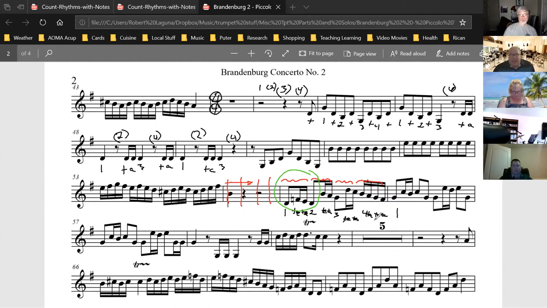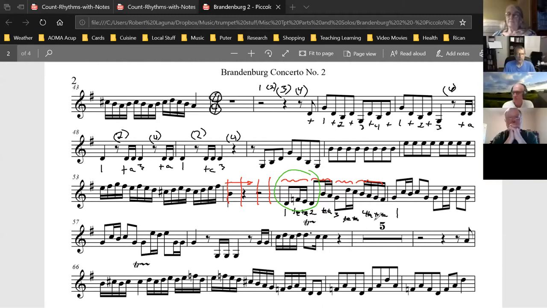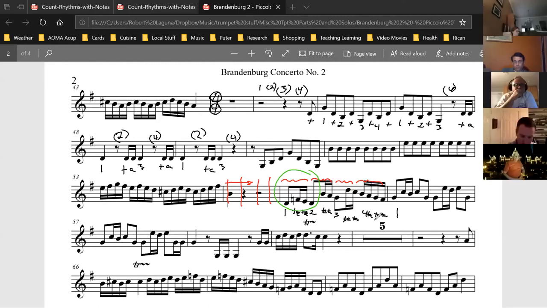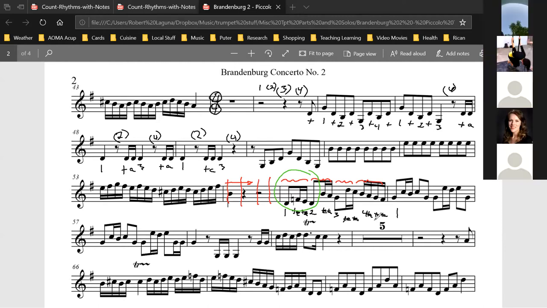Because that little lean tends to create a lot of mistakes. You kind of want to resolve it. It's like going do re mi fa sol la ti, and you want to go resolve it, get it. The same thing happens with rhythms.